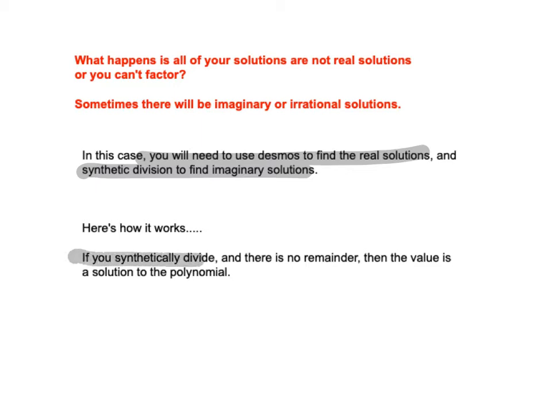So if you synthetically divide, okay, that means it goes in evenly into your polynomial and there is no remainder. And if there is no remainder, then that value is a solution to the polynomial. So the first thing we're going to look at is one that just shows how that's true.